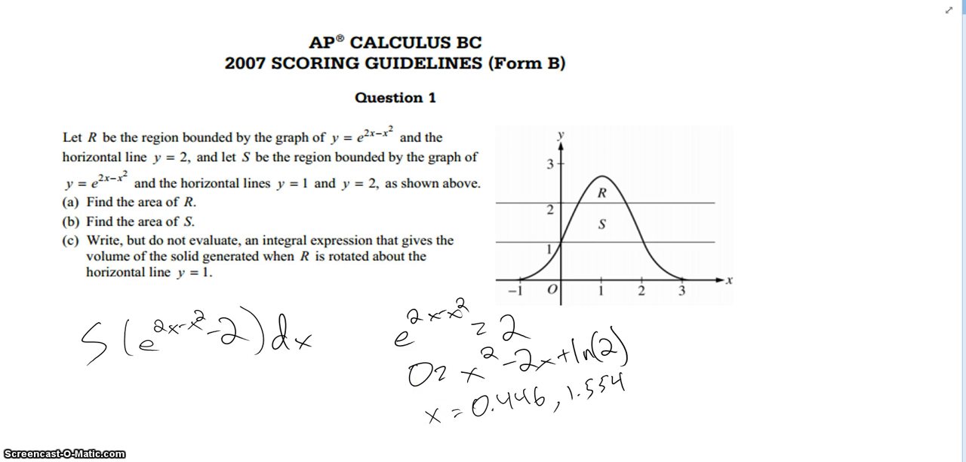Alright, so the two answers are 0.446 and 1.554, but I'm not going to round those. I'm going to store them as a equal to 0.446, but not rounded to 3 decimals, the entire thing, and then b is equal to 1.554, the entire thing. Then we can plug this integral into our calculators, and I'm going to have to do that again, but I'll be back in a second.